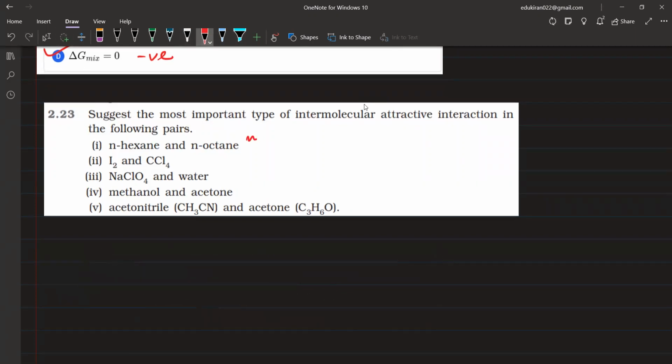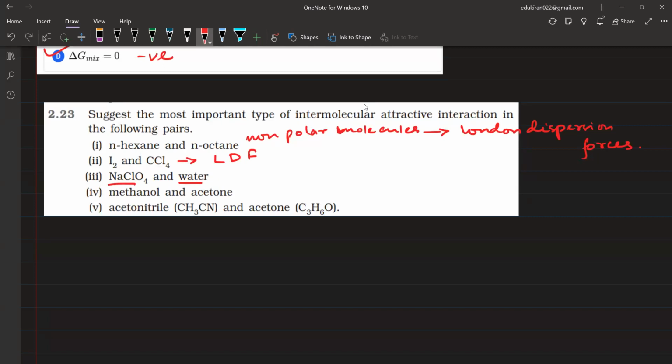It is between non-polar molecules. These are known as London dispersion forces. ठीक है. Similarly, I2 is also non-polar, CCl4 is also non-polar. So यहाँ पे भी आपके पास क्या होगा? LDF, London dispersion forces. NaClO4 and water.